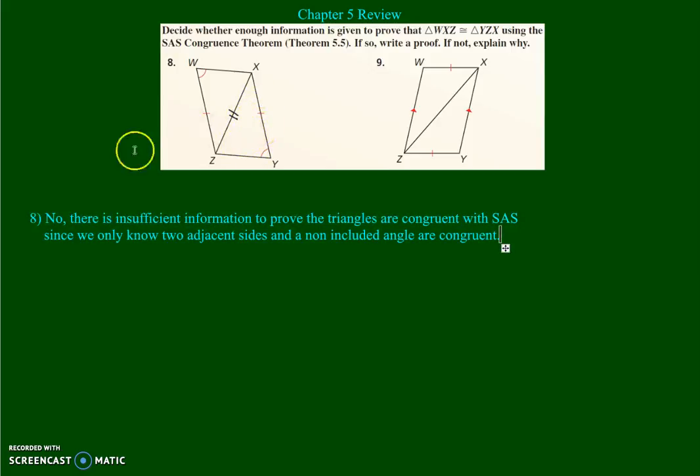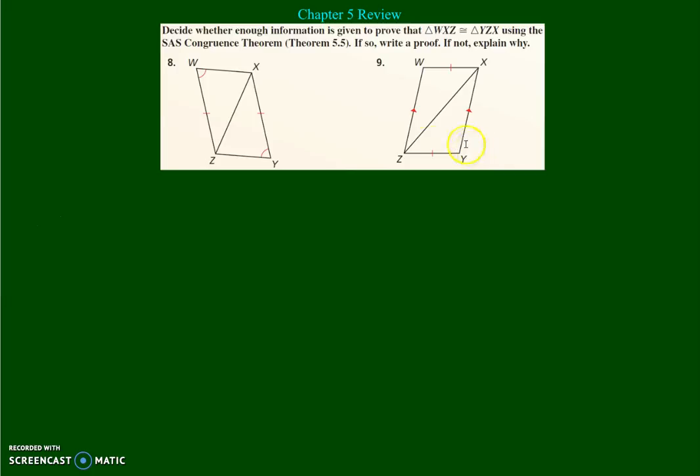So stated formally, no, there is insufficient information to prove the triangles are congruent with side-angle-side, since we only know two adjacent sides and a non-included angle are congruent. And now on to problem 9.